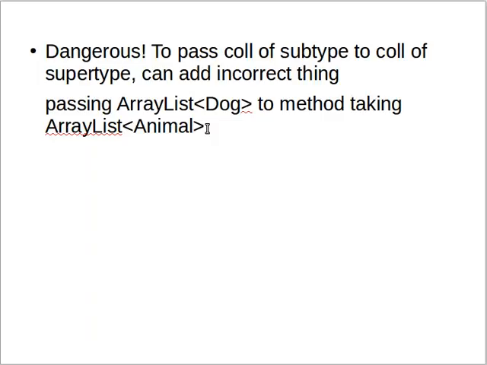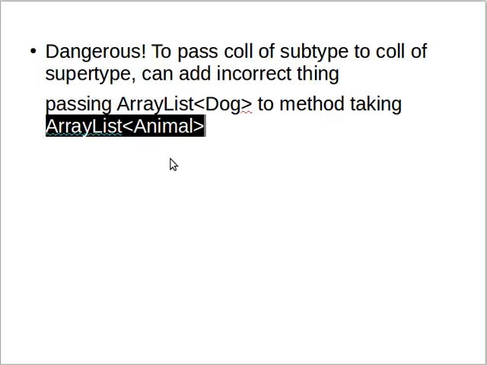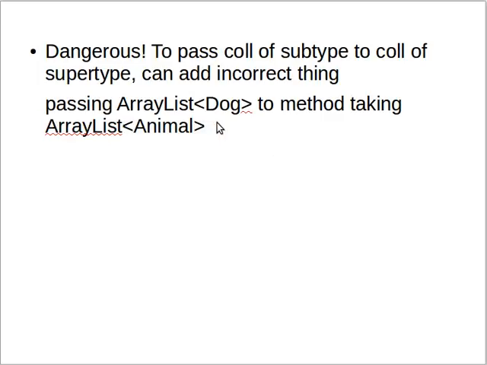And why is this incorrect from the point of view of the compiler? Because the compiler does not have the type information at runtime, so it does not know what is the type of this particular ArrayList. So if this ArrayList is of any other type, then that particular object might get added to this ArrayList if we are performing an addition operation in the method which is taking ArrayList of Animals as the argument. So only ArrayList of Animals will be allowed to be passed. So it is valid to pass ArrayList of Animal to the method taking ArrayList of Animal as a parameter. So this is not allowed.